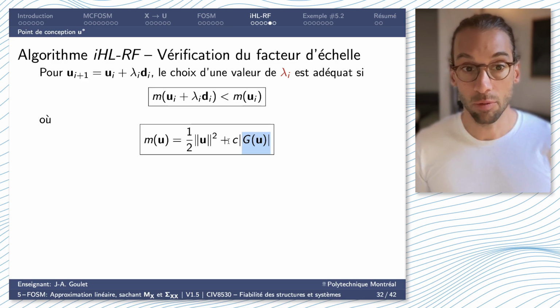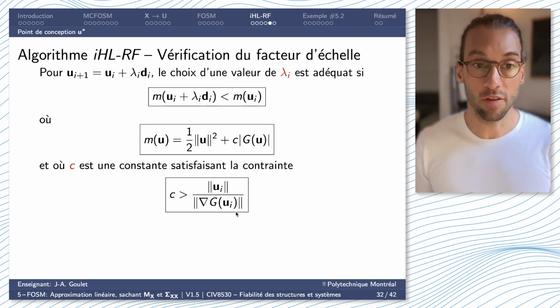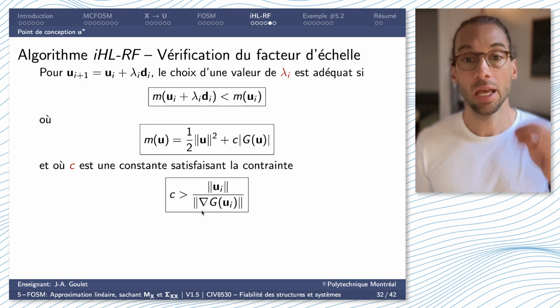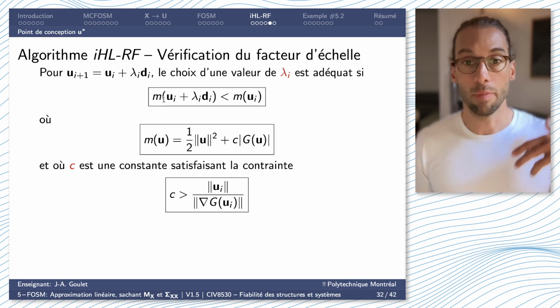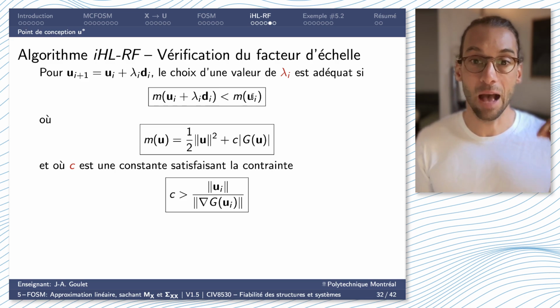And we need to satisfy this with a constant c that is defined to be greater than the norm of u_i divided by the norm of the gradient. So we can select any c that will satisfy that criteria. And if we satisfy that criteria, we're going to be able to guarantee that if we satisfy this constraint, that my new design point leads to a merit function that is smaller than the previous point, I'm not going to diverge.